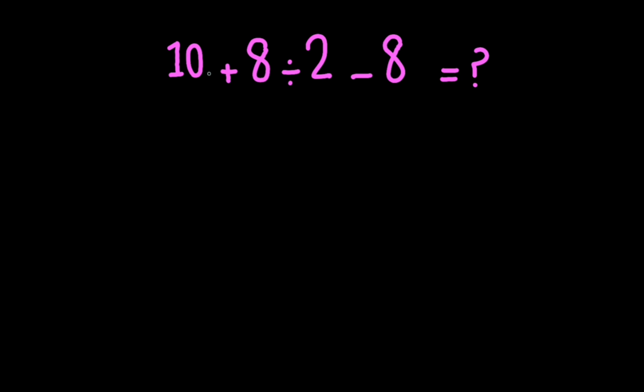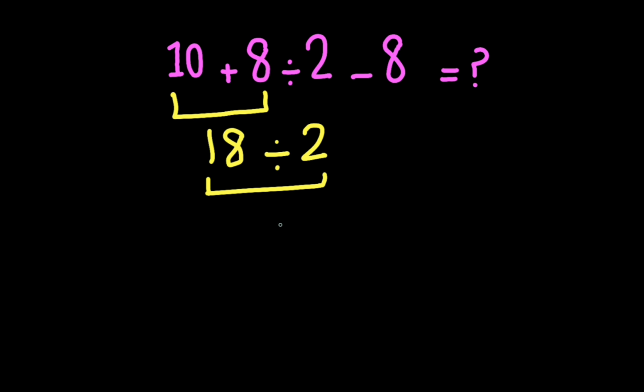Today I want to find the value of this expression: 10 plus 8 divided by 2 minus 8. Okay, now 10 plus 8 gives us 18, and 18 divided by 2 gives us 9. And at the end, 9 minus 8 gives us 1. But this answer is not correct.